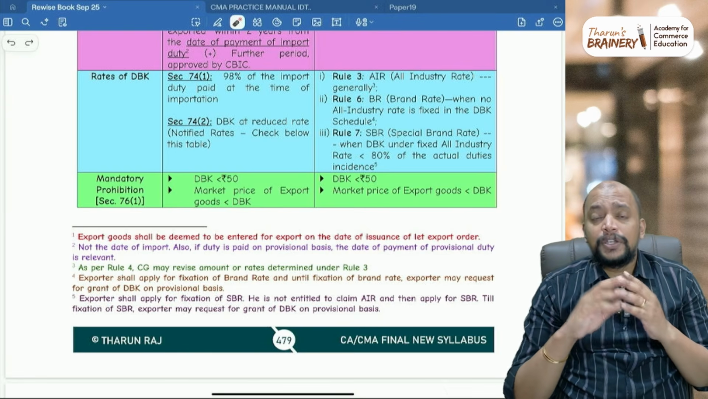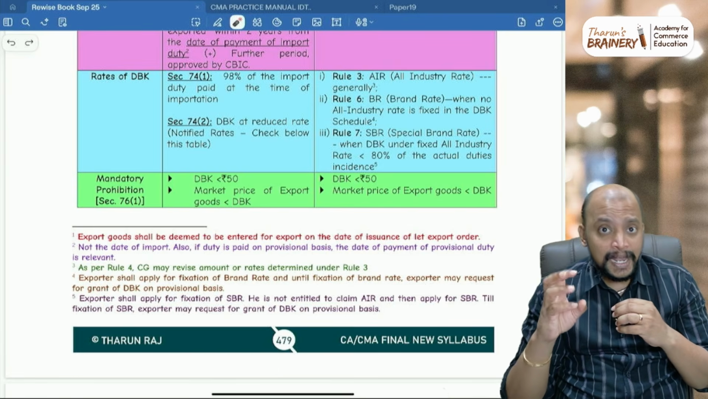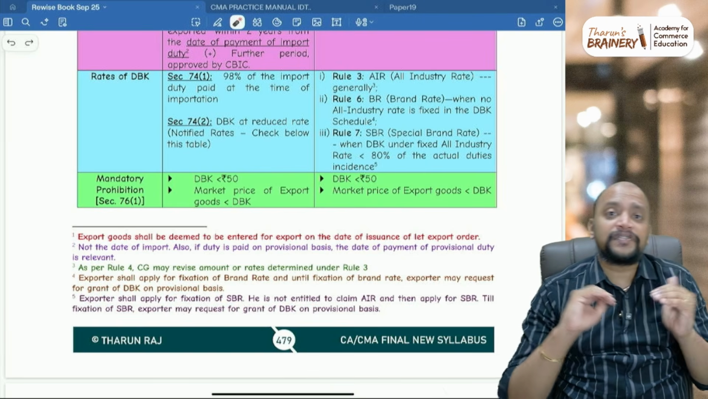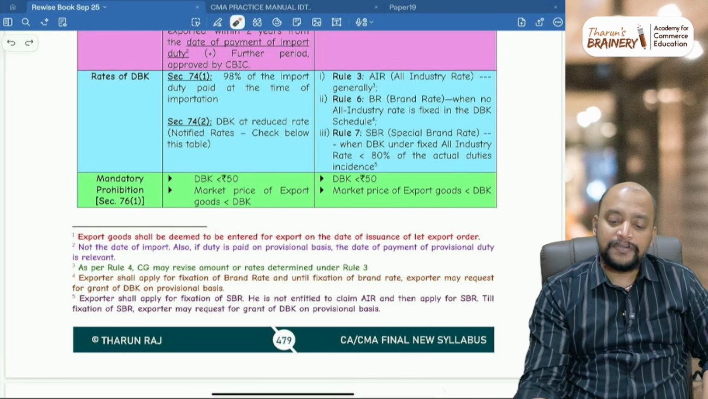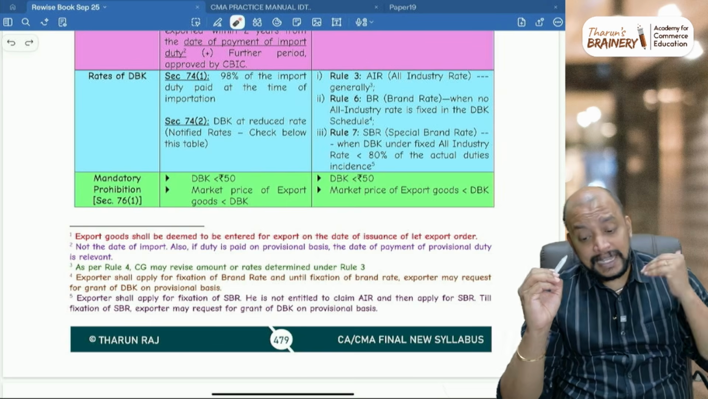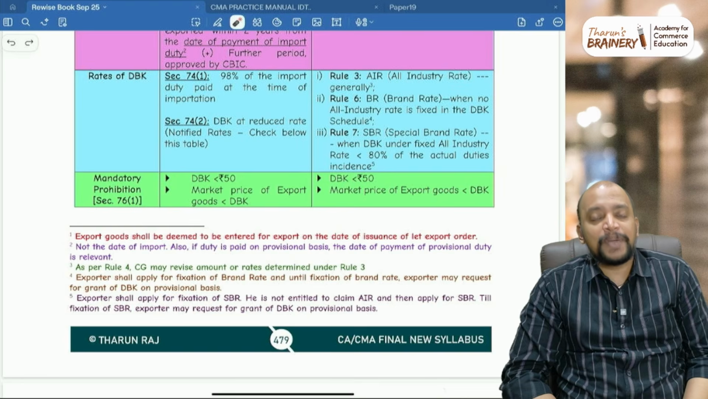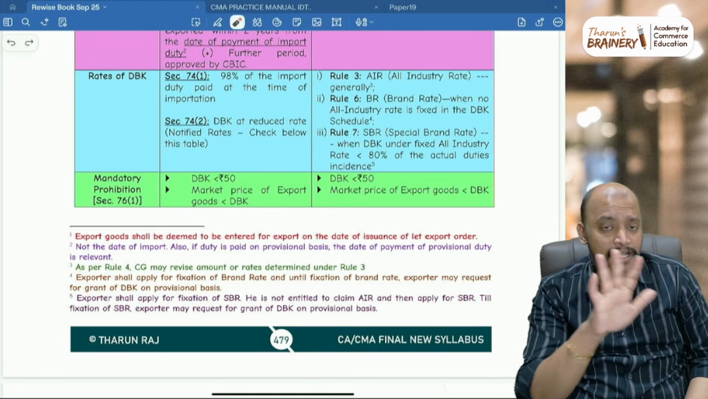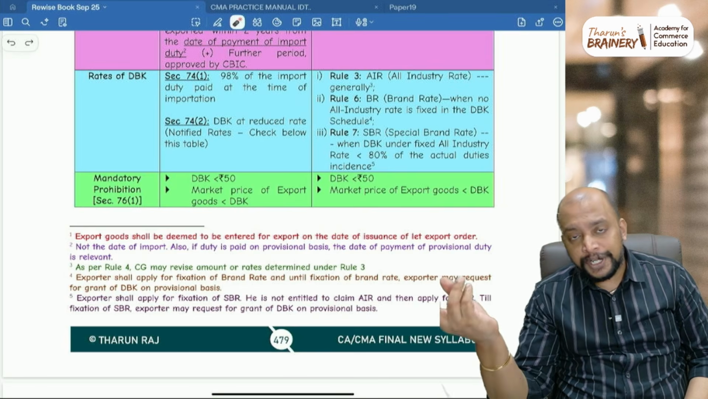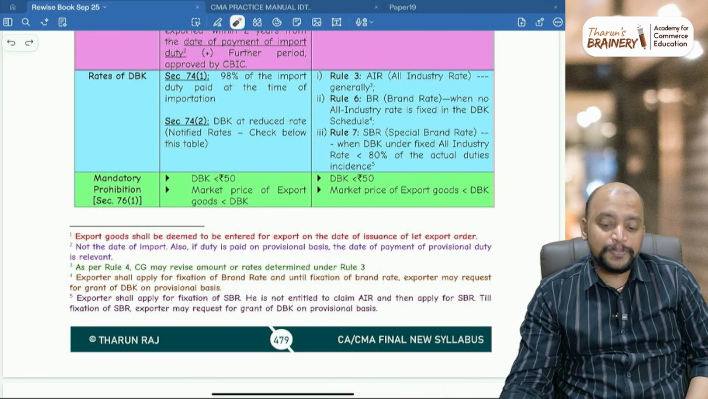What is this? You're getting some duty drawback as per all industry rate. That duty drawback as per all industry rate is covering less than 80% of the customs duty paid on import. When duty drawback fixed under all industry rate is less than 80% of the actual duty incidence, means whatever actually customs duty paid, not IGST, basic customs duty and other customs duties. So say customs duty paid is 1 lakh and you computed duty drawback, that is 70,000, which means less than 80%. Then you can make a request for special brand rate.